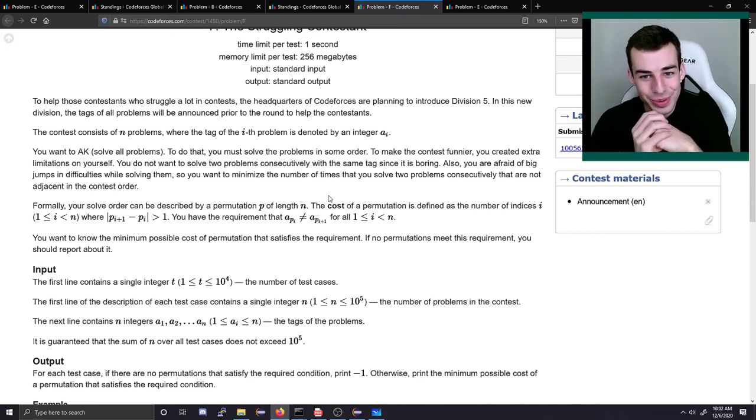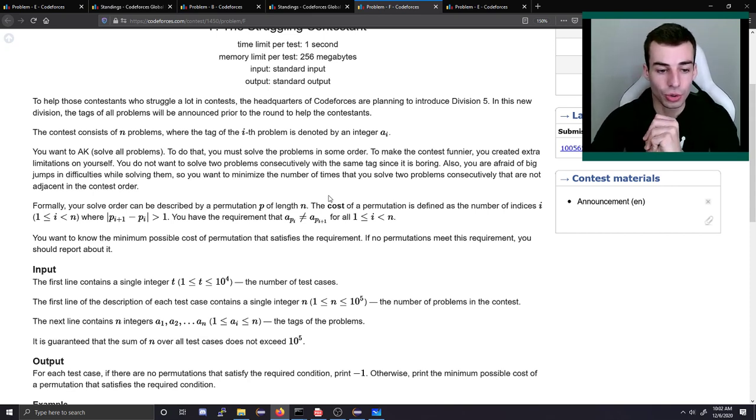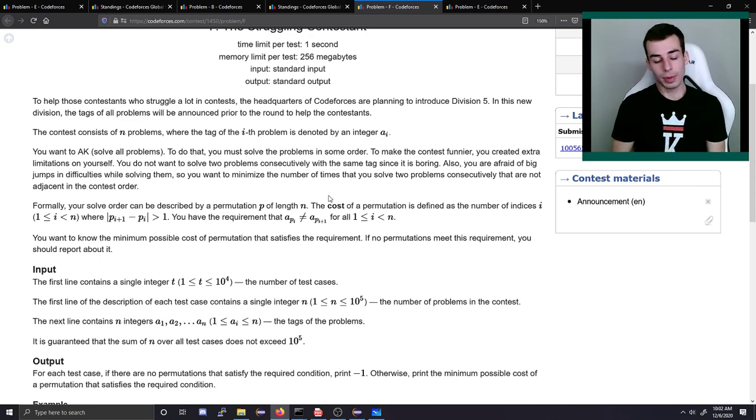And you want to solve all of the problems in such a way that you solve them in almost an adjacent order. So you might go from hardest to easiest, or from easiest to hardest. But you don't want to solve any two problems that are the same type in a row, because then you get bored. So you want to find the minimum number of times you need to jump to a different part of the contest in order for this to work.